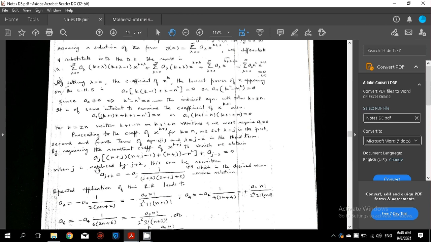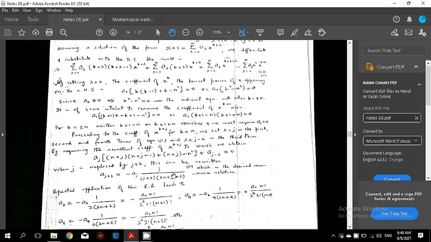I have obtained the recurrence relation by comparing the general power of x, which is x to the power k plus j. So please follow these steps carefully to find the recurrence relation. This is the recurrence relation, a j plus 2 equals minus a j over (j plus 2)(2n plus j plus 2). We have already substituted the first root, that is k is equal to plus n, and got this recurrence relation.